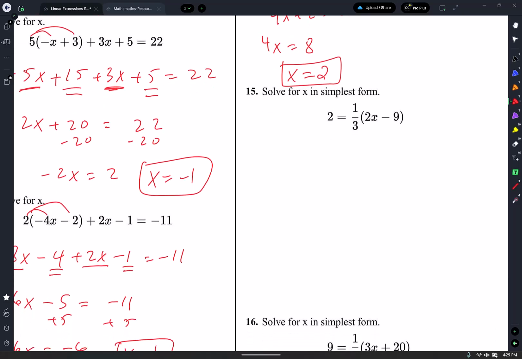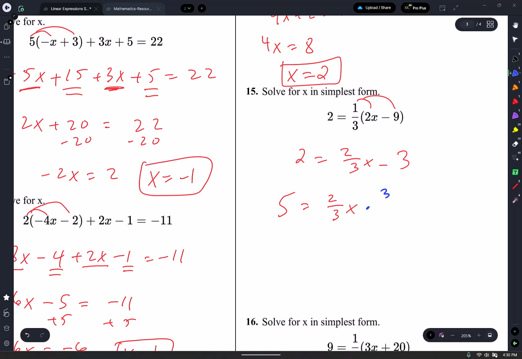Solve for x in simplest form. So distribute. 2 equals 2/3 x minus, and then 9 over 3, which is the same thing as 3. I'm going to move the 3 to the left, guys. Plus 3 plus 3. 5 equals 2/3 x. Are we still okay? I'm going to multiply by the reciprocal, 3 over 2. Whatever you do to one side, do to the other.